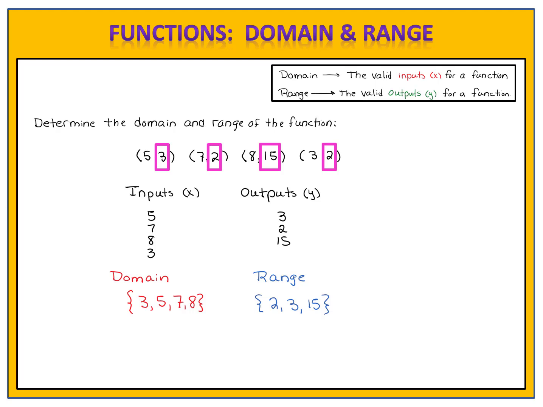Notice that the numbers when listed in the domain or the range are written from smallest to greatest. That's customary when we're writing domain and range or any numerical set in mathematics.